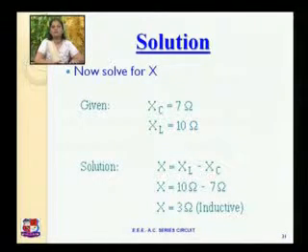Now you have to find the value of total X. XC is equal to 7 ohm, XL is equal to 10 ohm. So it will indicate it is inductive circuit because XL is greater than XC. So our final value of X is equal to XL minus XC. So 10 minus 7. So our answer is 3 ohm and it is inductive circuit.